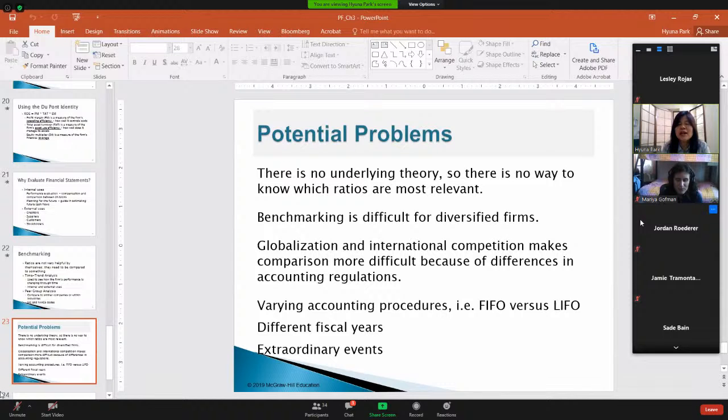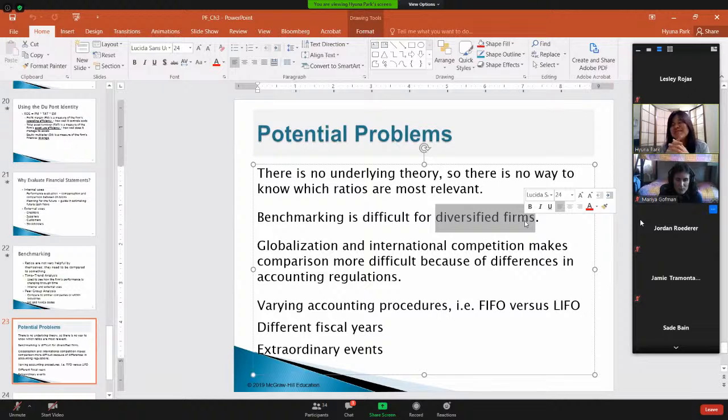Another challenge when using ratios is that a company may have many different types of business, diversified firms. For example, companies like GE. GE is a very well diversified conglomerate, with many different products, light bulbs, healthcare products, financial units. So for that kind of company, it's hard to find a peer group.